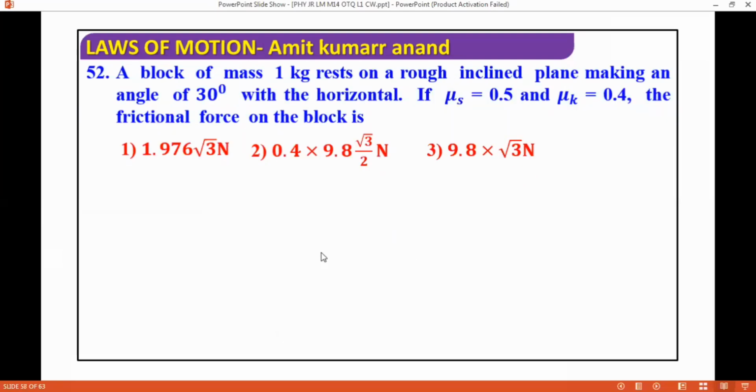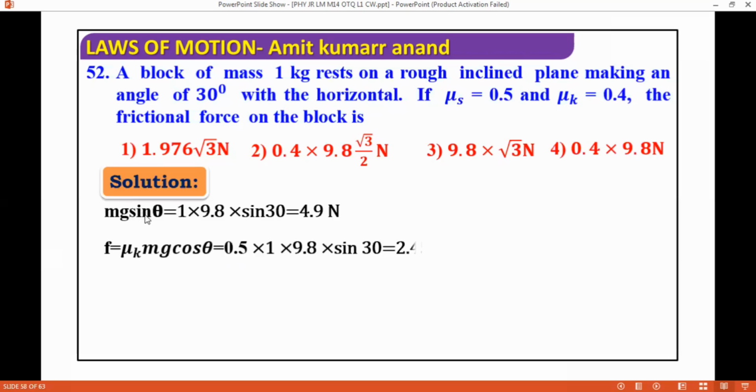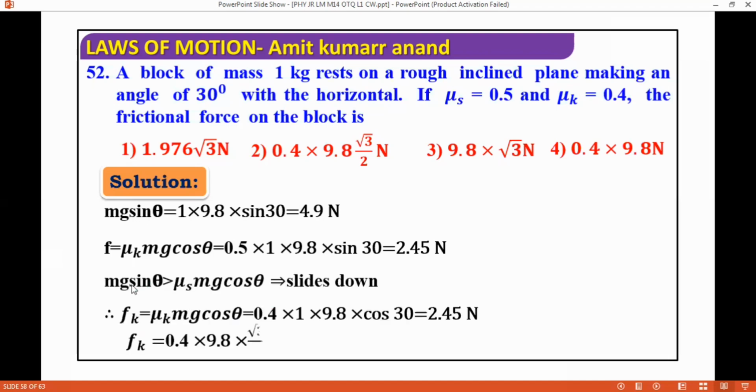A block of mass m is at rest on a plane making an angle of 32 degrees with the horizontal. If μ is 0.5, what is the frictional force on the block? Easy question, you can do it. Here you can see mg sin θ, and the frictional force is μmg cos θ. You do the calculation. If you compare, mg sin θ is greater than μmg cos θ, so it will slide down.